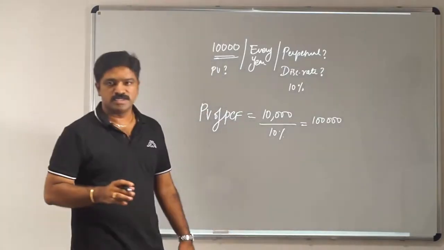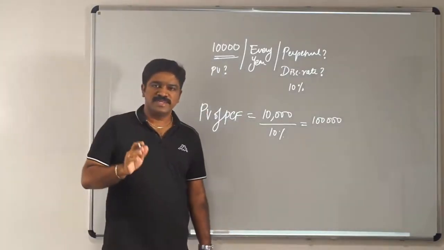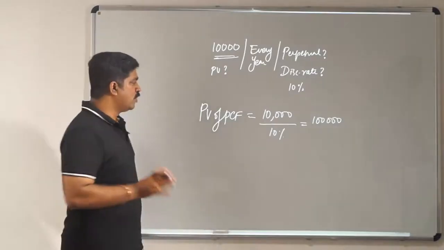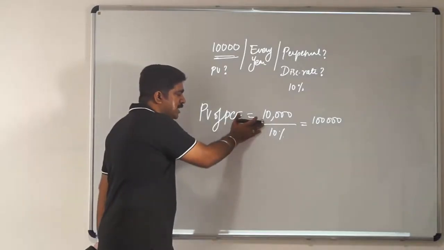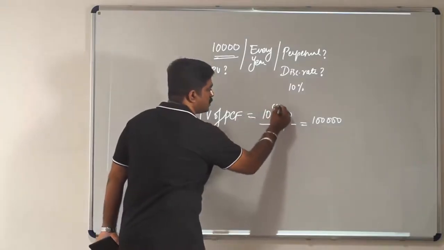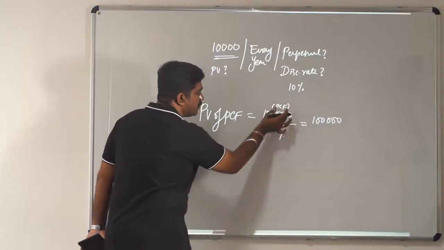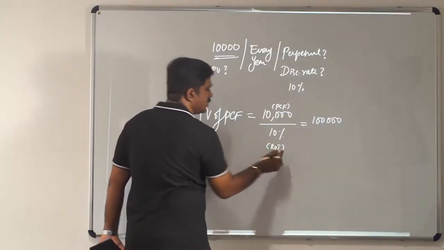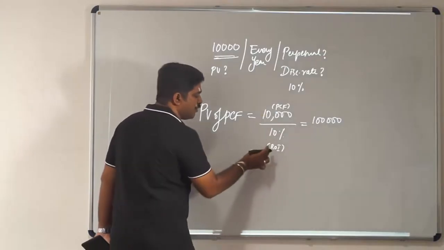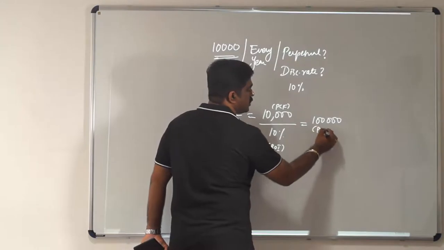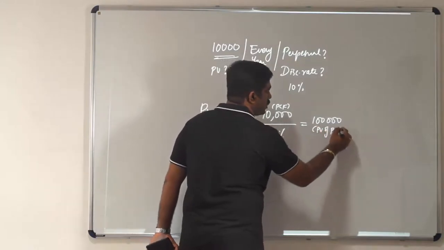As simple as that. In case of perpetual cash flows, if you want to find out the present value, what you have to do is simply take your perpetual cash flow. This is your perpetual cash flow. Divide the perpetual cash flow by the rate of interest, and you get an amount. This is nothing but the present value of the perpetual cash flow.